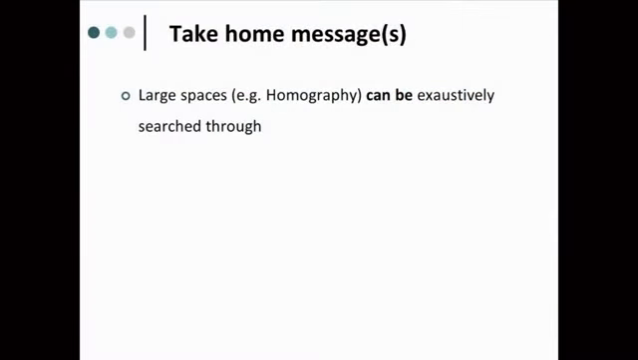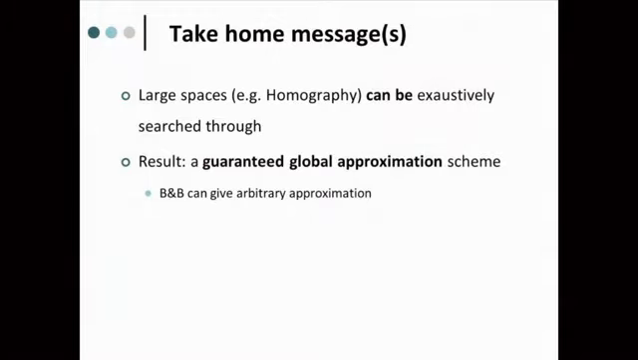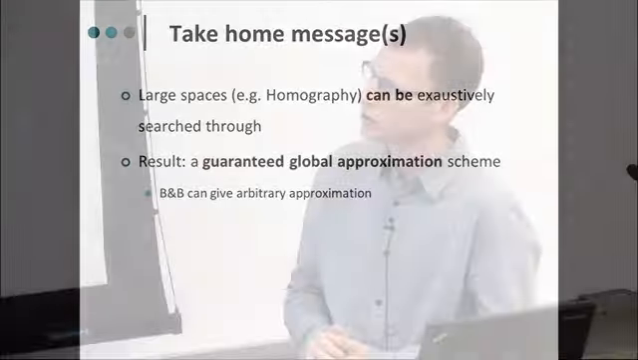Just to summarize, these are some other examples. We believe that some different large search spaces can be exhaustively searched if you have an understanding of the behavior of the error function. If you do so, you get global guarantees on an approximation, and you can then usually also use a branch and bound scheme to get a very good approximation.